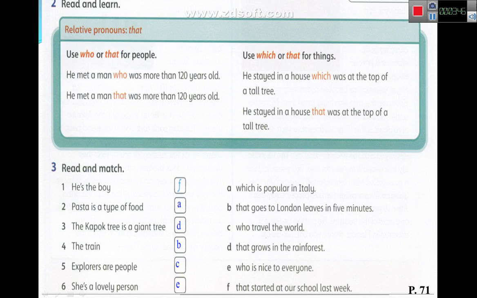Number 2, pasta is a type of food that, matched with A, which is popular in Italy. Number 3, matched with D. The kapok tree is a giant tree that grows in the rainforest. Number 4, matched with B. The train that goes to London leaves in 5 minutes. Number 5, explorers are people, matched with C. Explorers are people who travel the world. And number 6, she's a lovely person, matched with E. She's a lovely person who's nice to everyone.